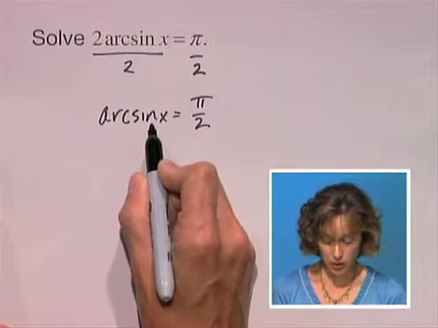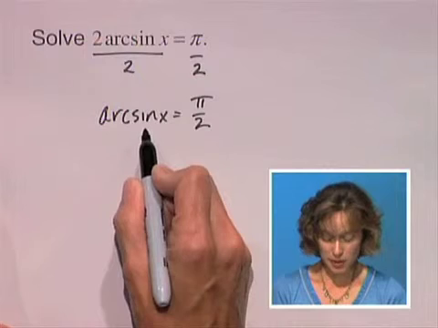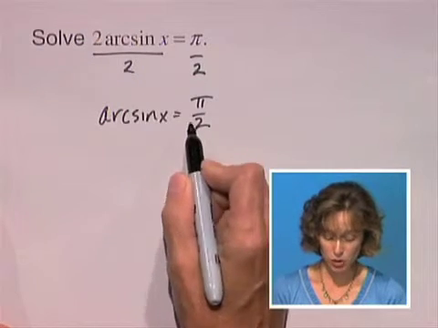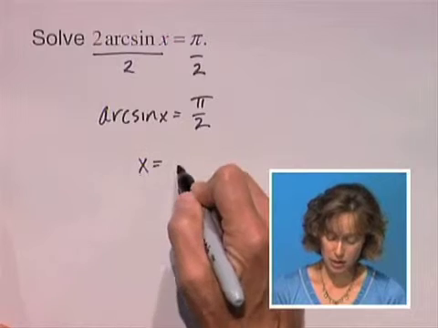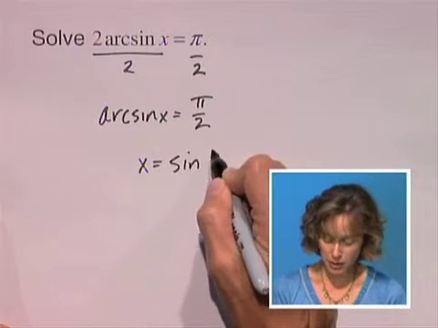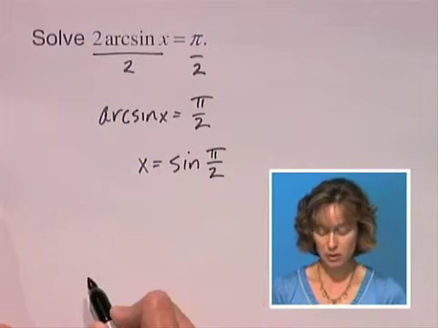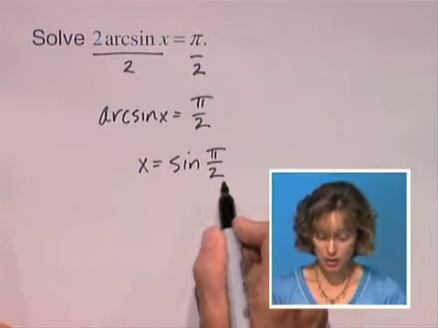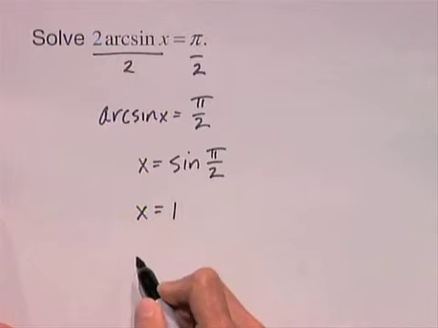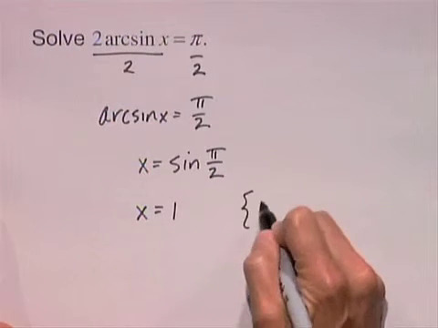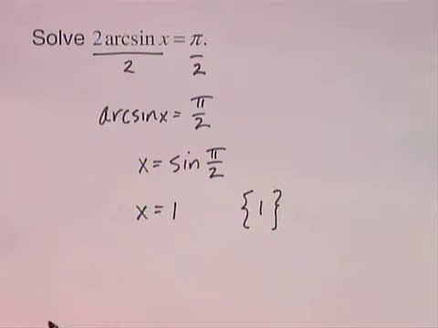This is arc sine. To undo the arc sine, I apply the sine function to each side. Applying it to the left will leave me just x. Applying it to the right leads me to the statement sine pi over 2. Now the sine of pi over 2 is 1. So the solution to the equation is x equal 1, and I can write that in solution set notation.